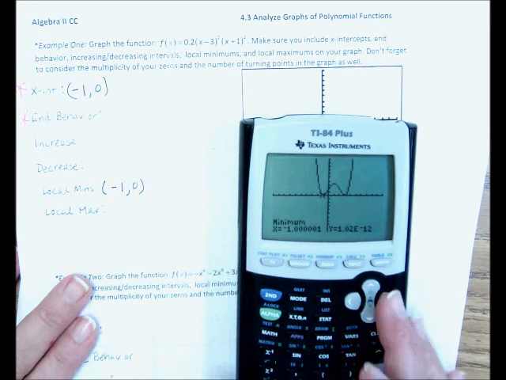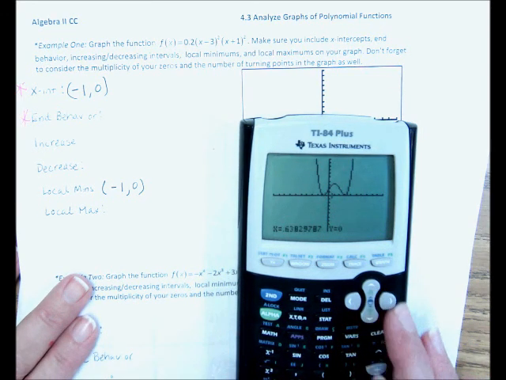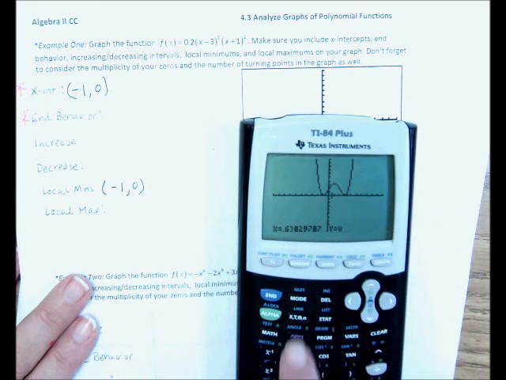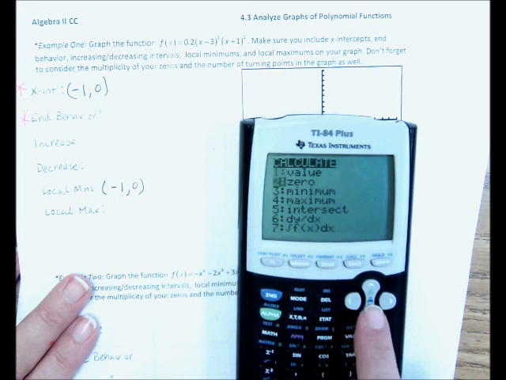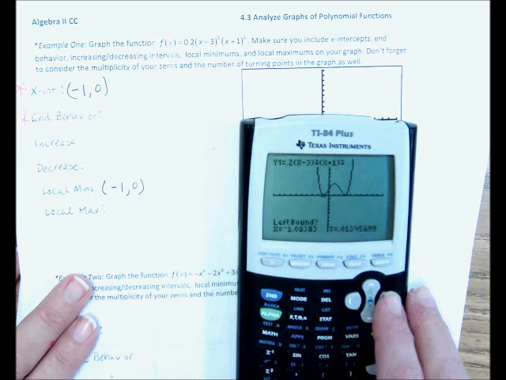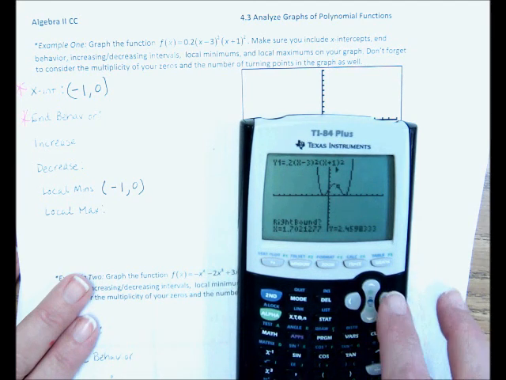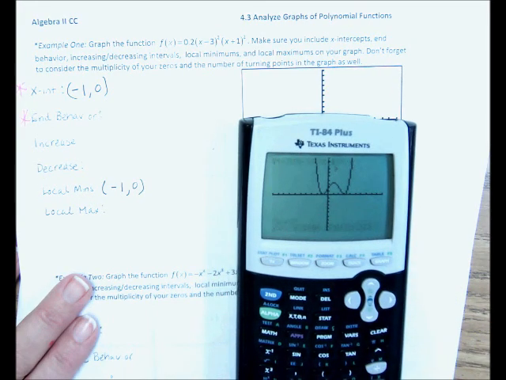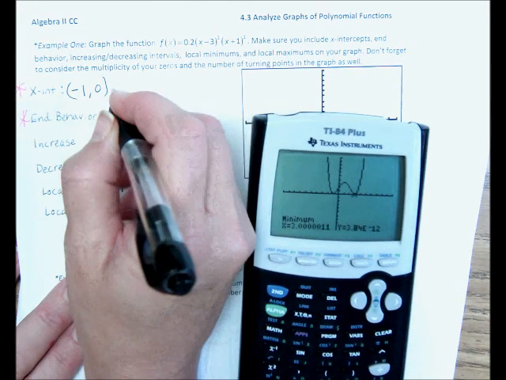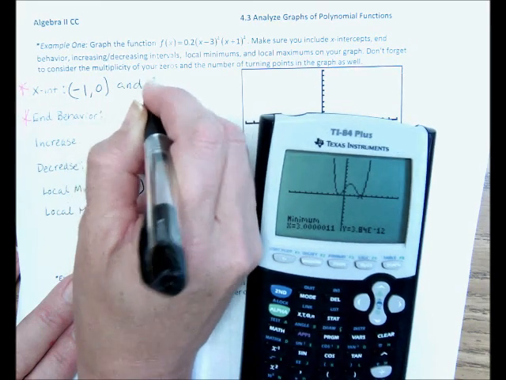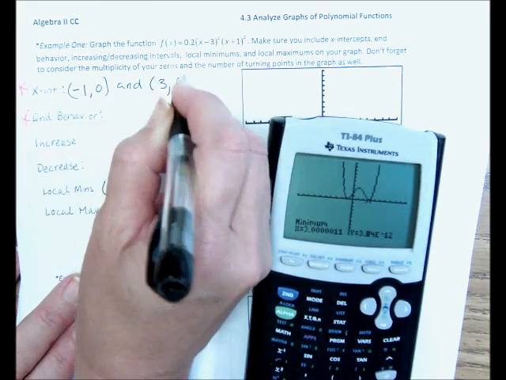My next point that I'm going to look at is over here, so I'm going to press second, calculate, and again it's going to be a minimum because it just touches the x-axis and doesn't go through it. Press enter for left bound, go to the right side, press enter, and enter again. It lets me know that I also have an intersection at 3, 0.